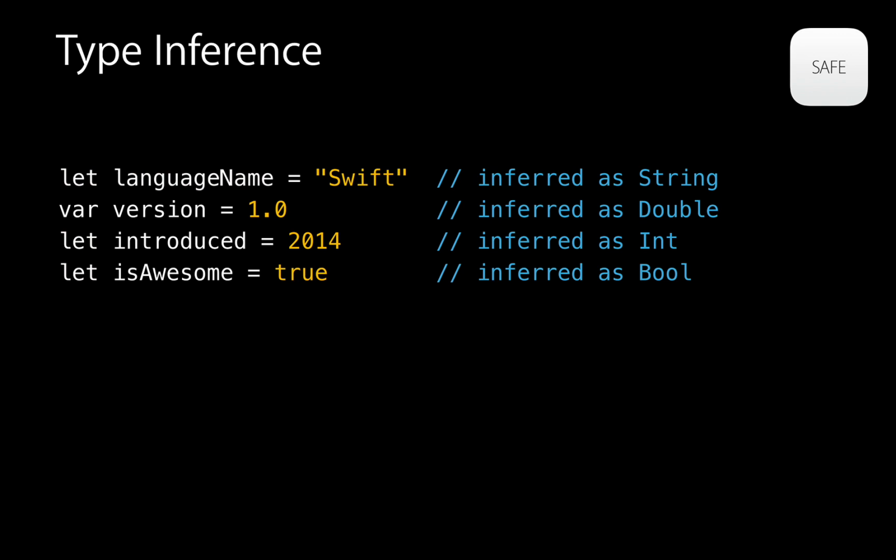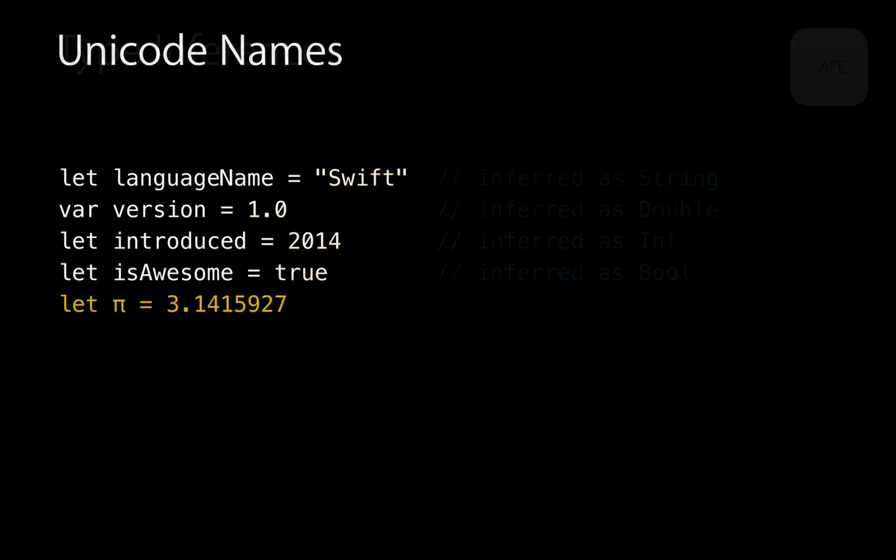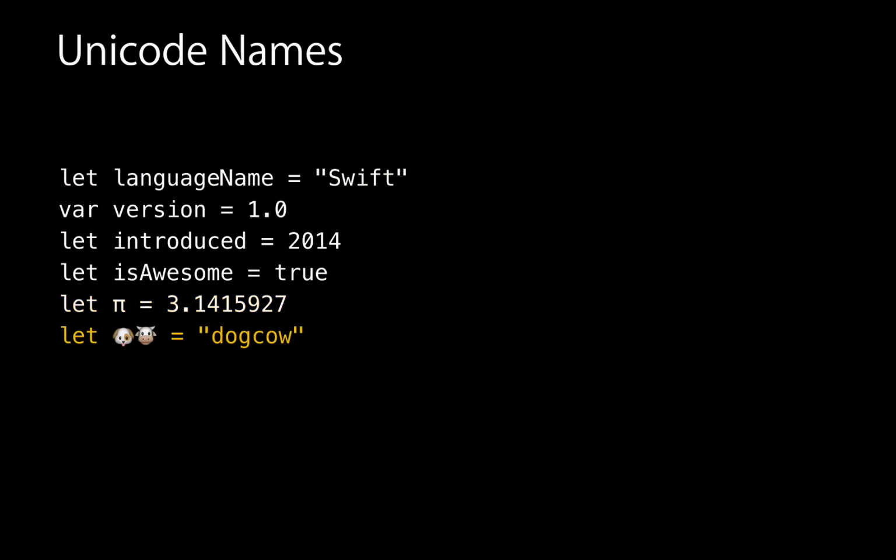One more thing on constants and variables before we move on, and that's that you can use pretty much any Unicode character you like for your constant and variable names, such as pi here. And yes, that does include emoji. This is the stuff that matters, seriously. So that's some of the basics.